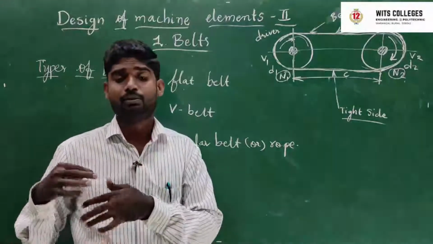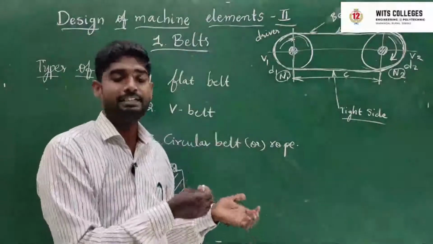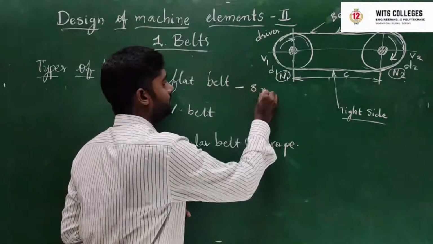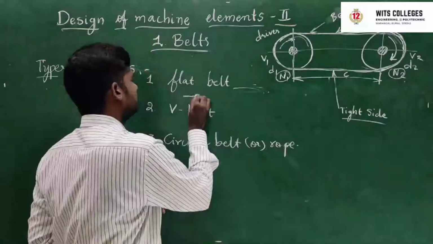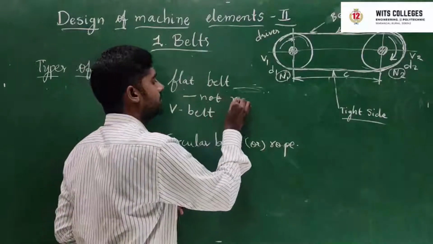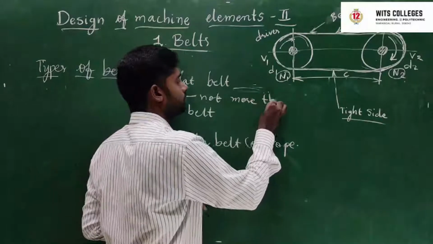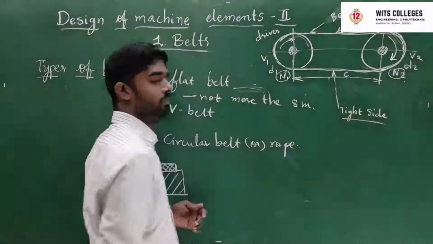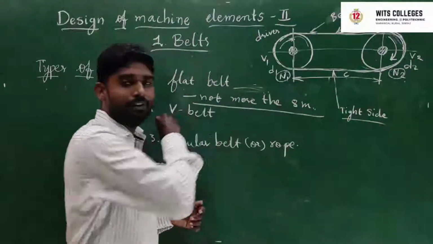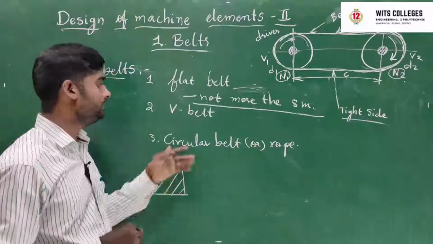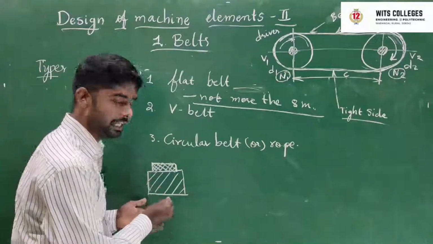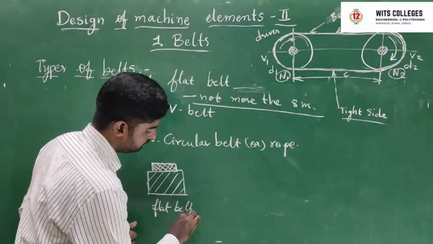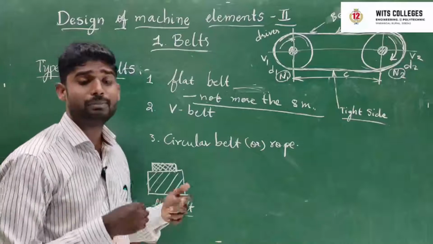A flat belt is used when the two pulleys are not more than 8 meters apart. We have to maintain 8 meters, and then we are using flat belts. Next, coming to the V belts. The flat belt shape is like that. This is a flat belt. Okay, coming to the V belt.